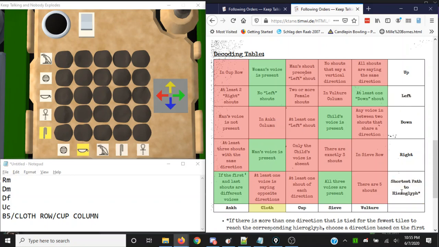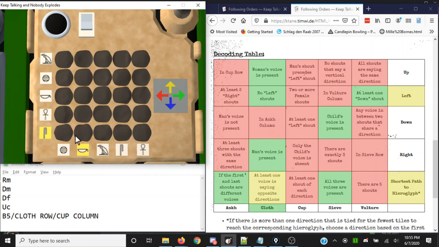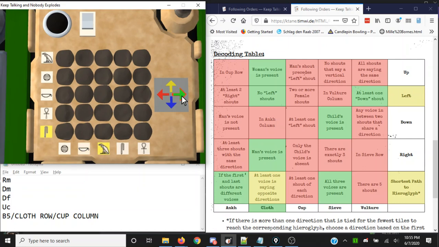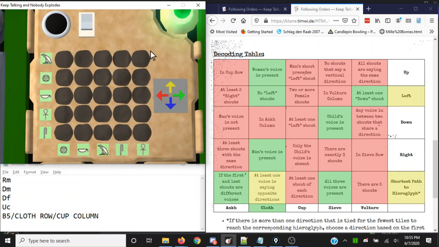So again, since we're tied on directions, we consider our current cell in the module and use that condition. So cloth was a winner, and then we tie-break using the current row of our module, row 5, and in the expert manual it is shortest path to hieroglyph. Well, we're in the cloth row already, so to make a move to cloth, we only have one way, and that's to the right. Let's make that move. And there's your green light.